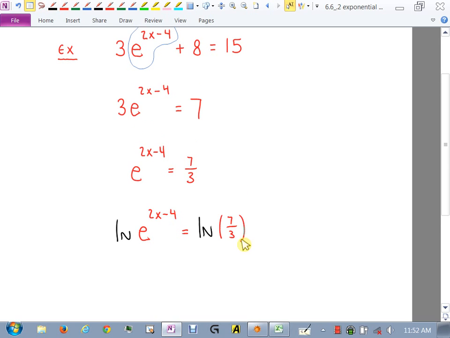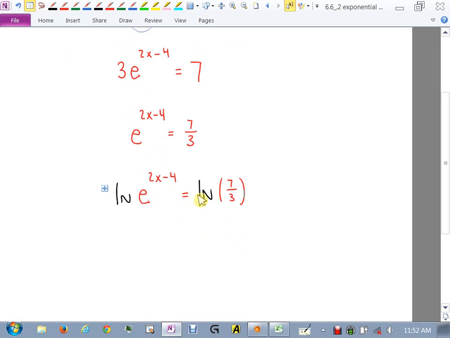See what I've done? I've come in with natural log on both sides of the equation. Now you are free to pull this out front. The whole thing comes down. And since it's 2x minus 4, two terms, I should probably put it in parentheses, shouldn't I? So I'm going to have the 2x minus 4 times natural log e equals natural log of 7/3.